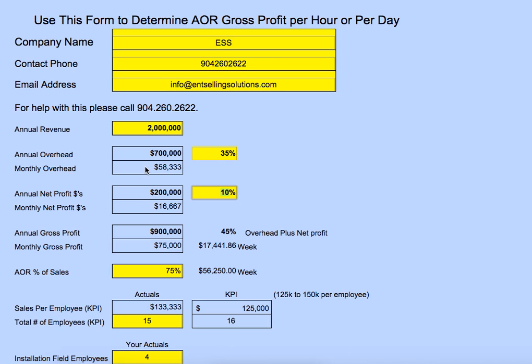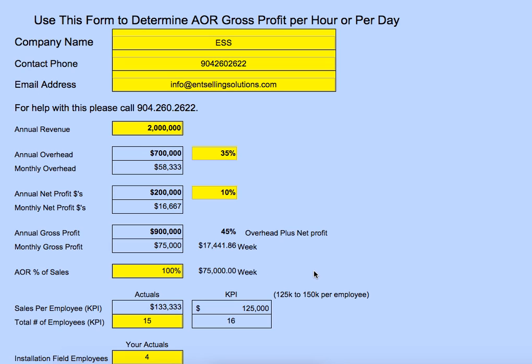So when I add these two numbers together, the 58,000 and the 16,000, I get 75,000 total dollars, which is $17,441 a week. Now, as a company, I know that I can deliver more cash in a bigger perspective in my AOR department, add-on replacement. So if I wanted to cover all of my overhead in the company, that means I would need to get 75,000 per week in that department.